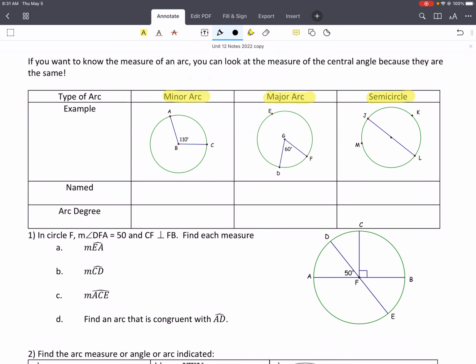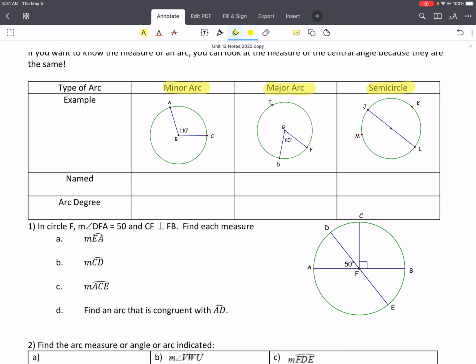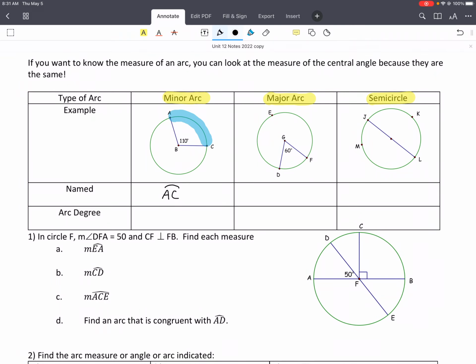Starting off with a minor arc, you can think of this as basically the smaller arc. So if you see here from A to C, that makes the smaller arc, so that's what we call a minor arc. We label this by the endpoints, which would be A and C, and then we just put a little arc on top of it. And as it says up here, to find the measure of an arc, we can look at the measure of the central angle because they're the same. So this angle inside here was 110 degrees, so this arc measures 110 degrees.